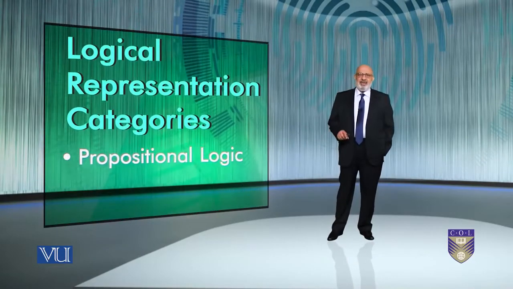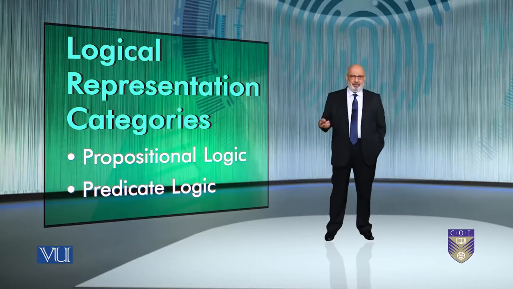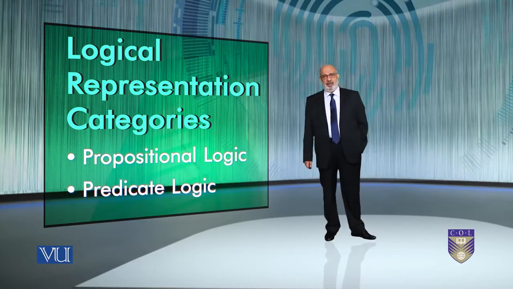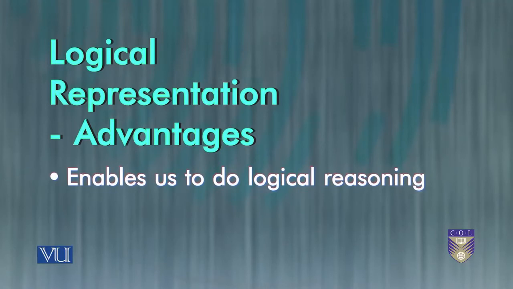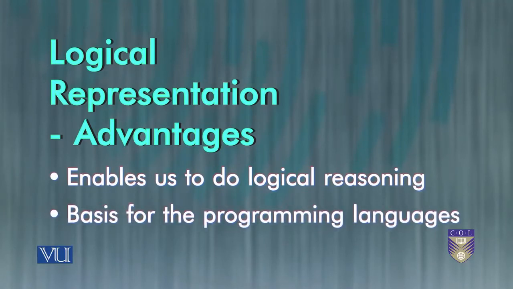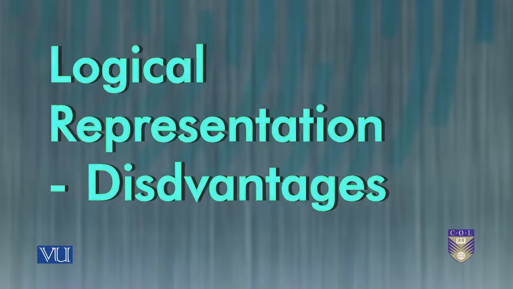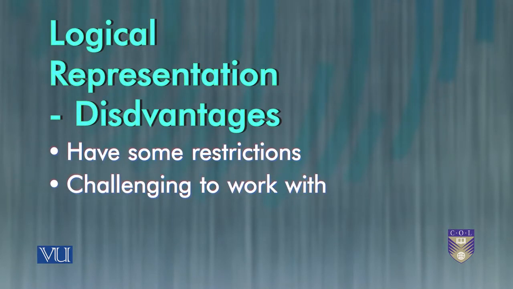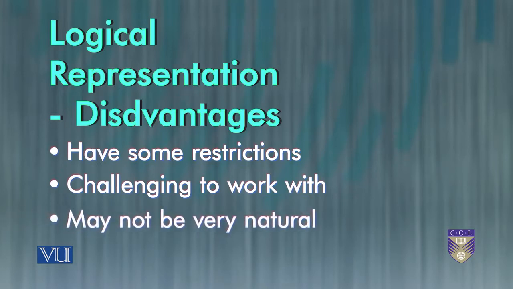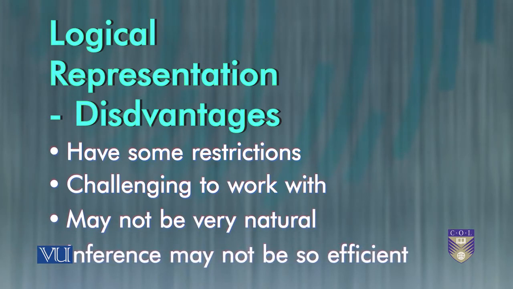Logical representation can be categorized into two categories: propositional logic and predicate logic. The advantages are that it is easier to represent and do logical reasoning. It is the basis for programming languages, the most famous being Prolog, programming in logic. Disadvantages: they have some restrictions and are challenging to work with. Not everybody understands it, but still the language has been used. It may not be very natural, and the inference, the conclusion, may not be so efficient in general.